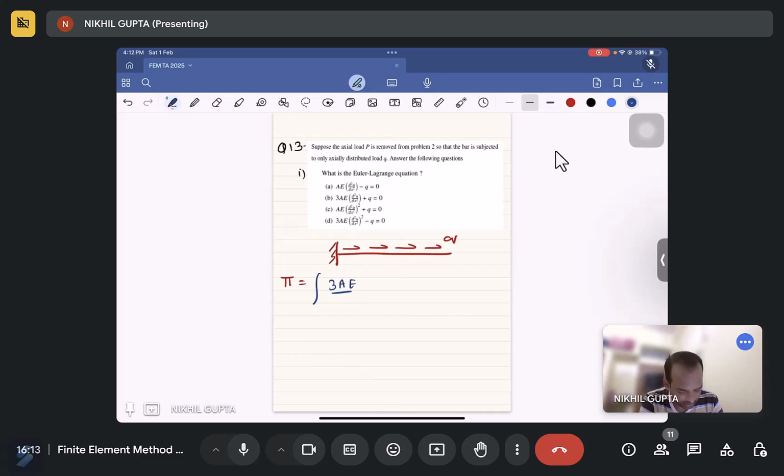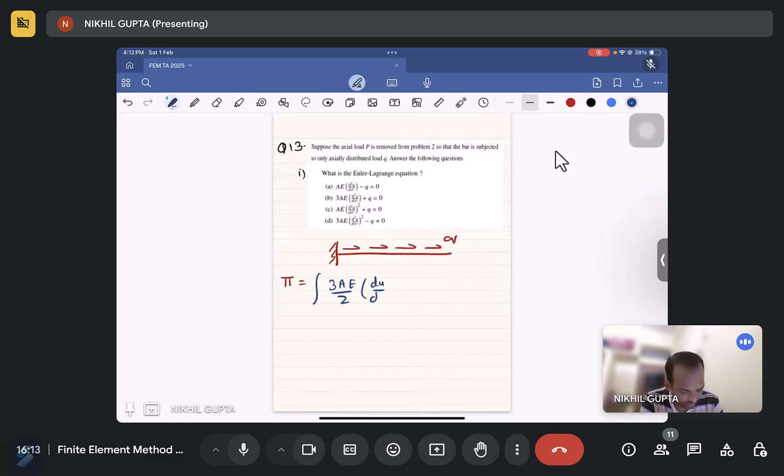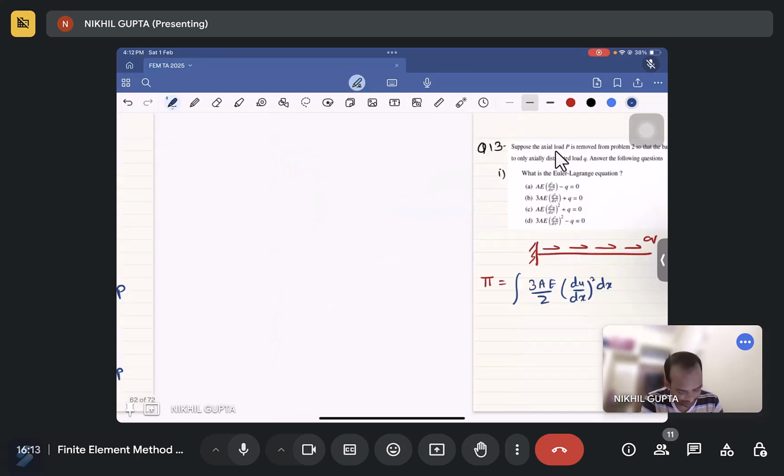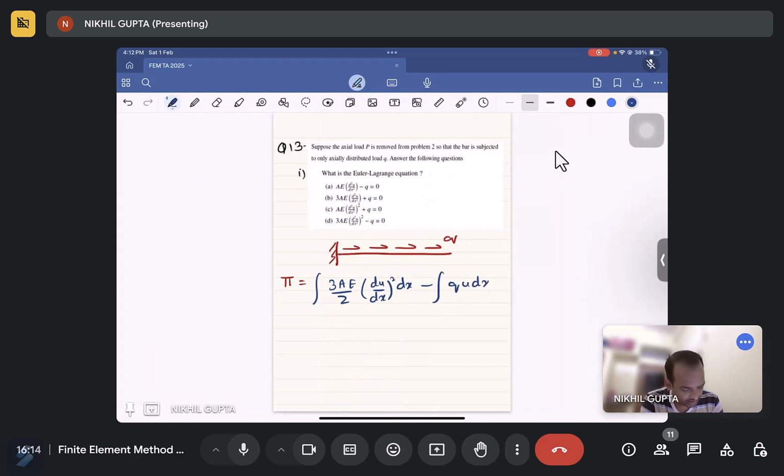So we can directly write the potential energy function as 3AE by 2 (du/dx) whole square dx minus qu dx. I hope you can get this solution from the start as we did in the previous step. I'm using the result of the last one. So this can be written as integral from 0 to 2L of 3AE by 2 (du/dx) whole square minus qu dx.